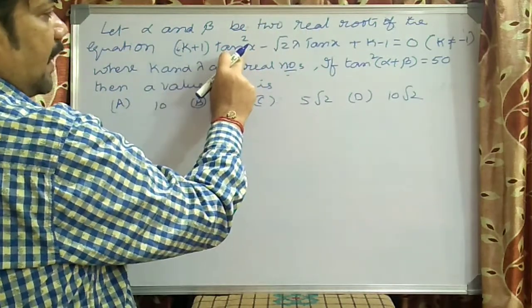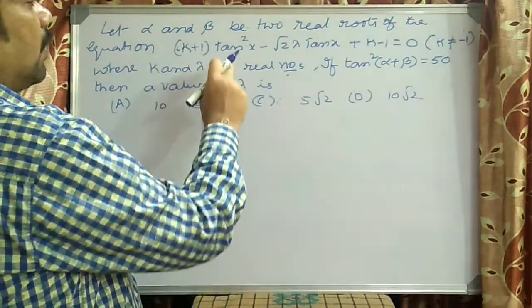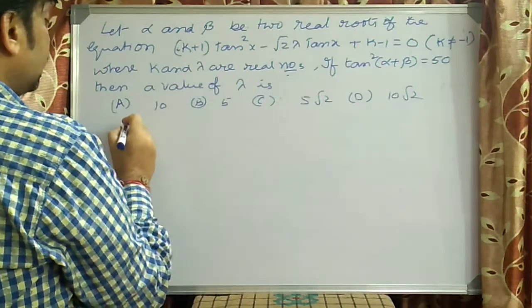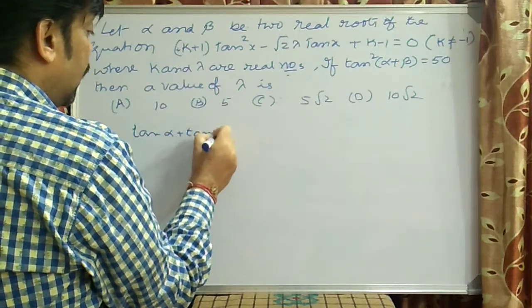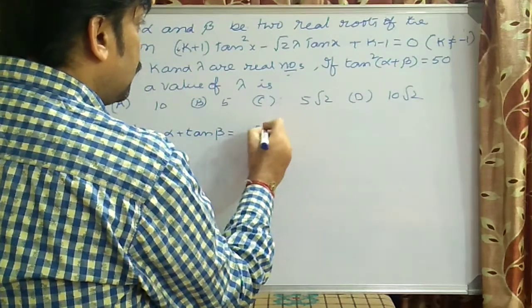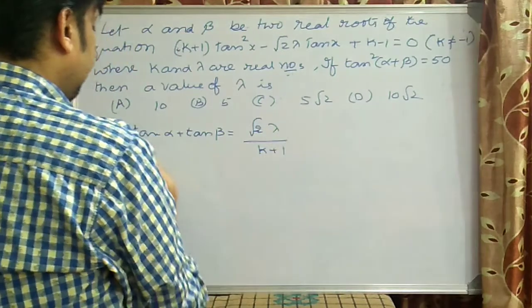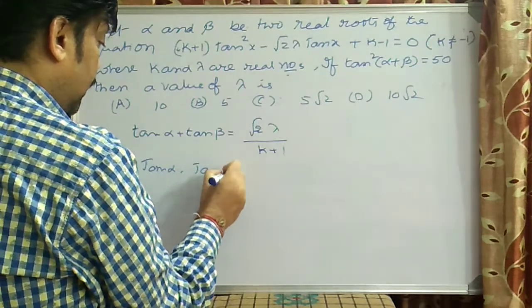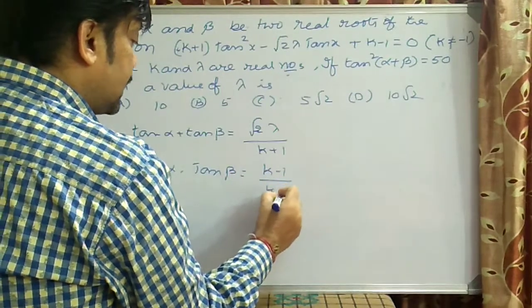So here, very clearly, tan alpha and tan beta are roots of the equation. That implies in the place of tan x, I can put either tan alpha or tan beta. So for the quadratic equation in tan x, I have tan alpha, tan beta as roots. So now very clearly tan alpha plus tan beta is equal to 2 root 2 lambda by k plus 1. In the same way, tan alpha into tan beta is equal to k minus 1 by k plus 1.